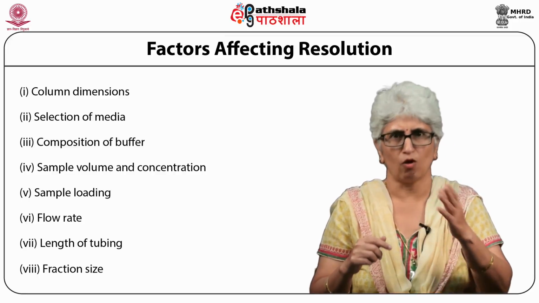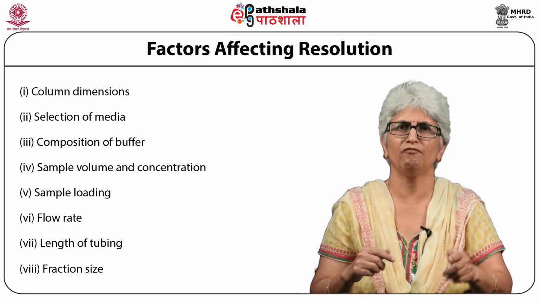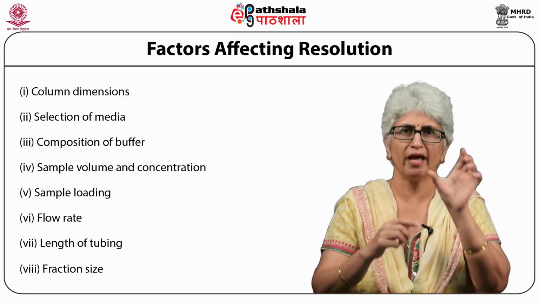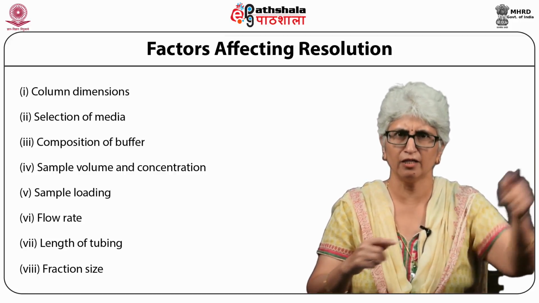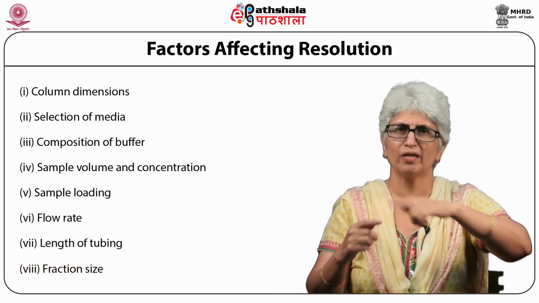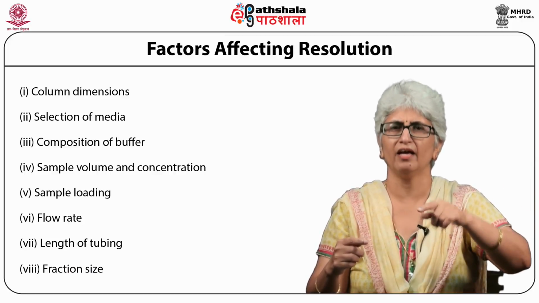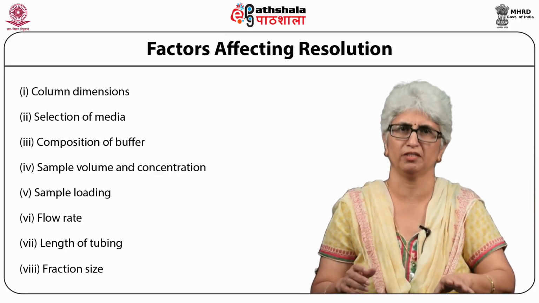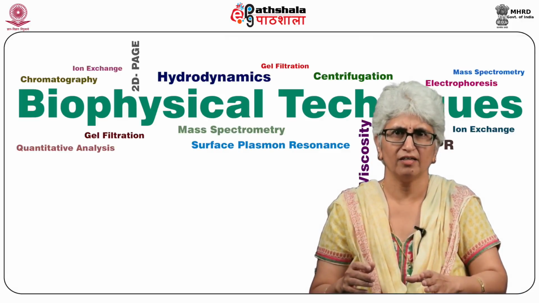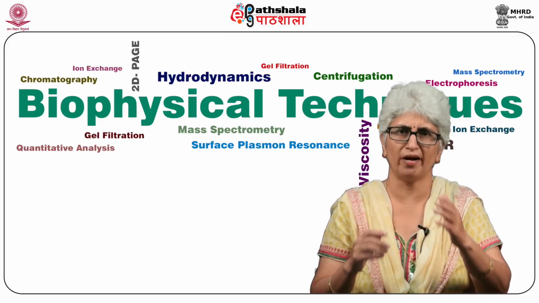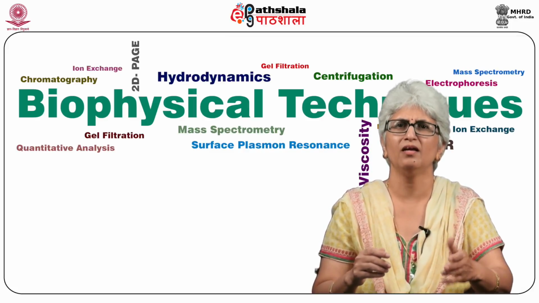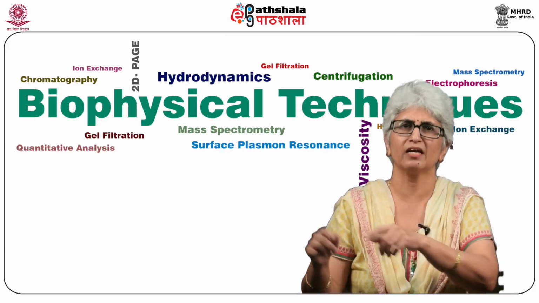Length of tubing is also important. The length between the fraction collector and the column should be appropriate. It should be as small as possible. Longer tubing connecting the fraction collector and the column will allow mixing of different peaks on the way and it will result in poor separation. Fraction size is also an important factor. It should be small to give better resolution. If the fraction size is large, say 2 ml, 3 ml, again it will result in mixing of analytes.